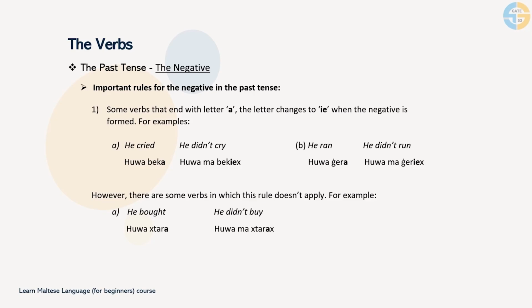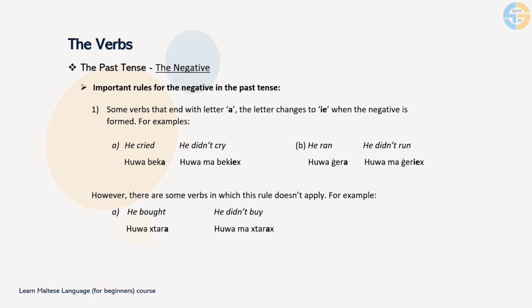Example B. He ran. He didn't run. Huwa ġera. It ends with a. Huwa ma ġeriex. So the a changed to ie. Okay? However, there are some verbs in which this rule doesn't apply.